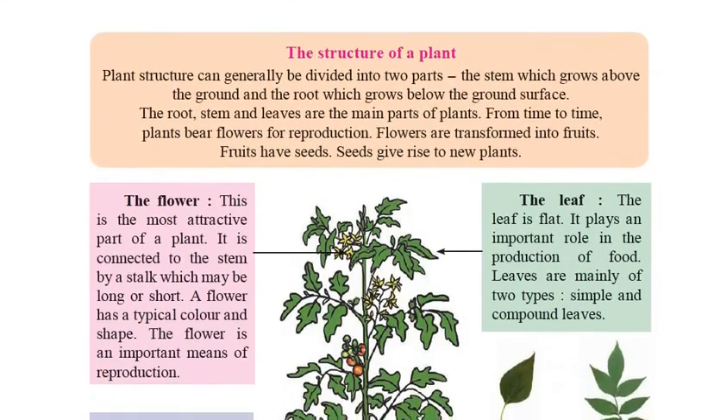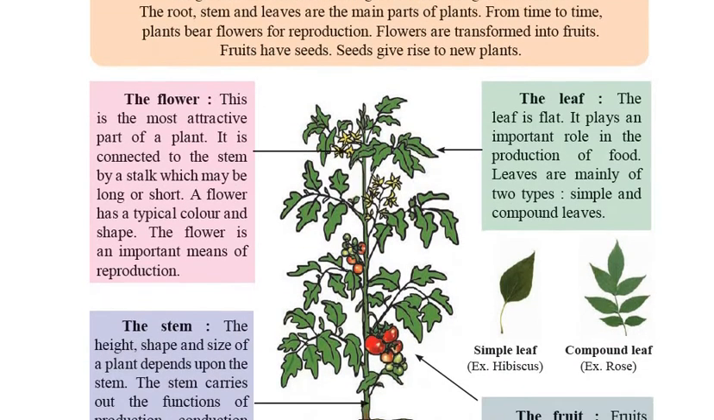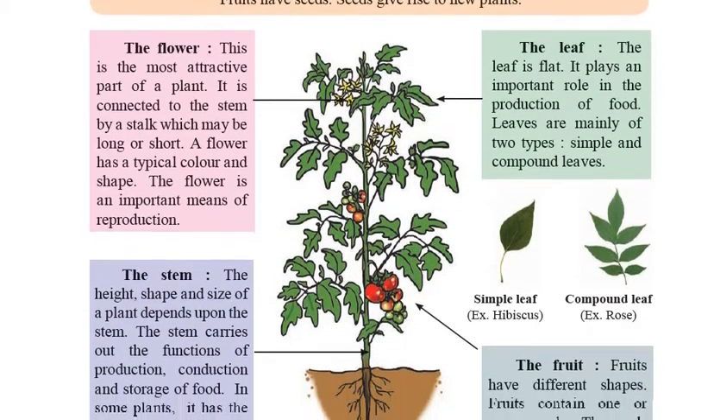The structure of a plant. Plant structure can generally be divided into two parts: the stem, which grows above the ground, and the root, which grows below the ground surface. The root, stem, and leaves are the main parts of plants. From time to time, plants bear flowers for reproduction. Flowers are transformed into fruits. Fruits have seeds. Seeds give rise to new plants.